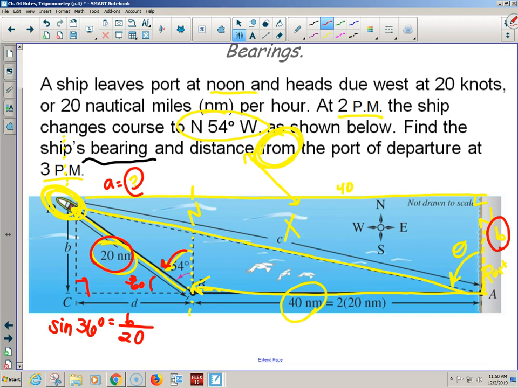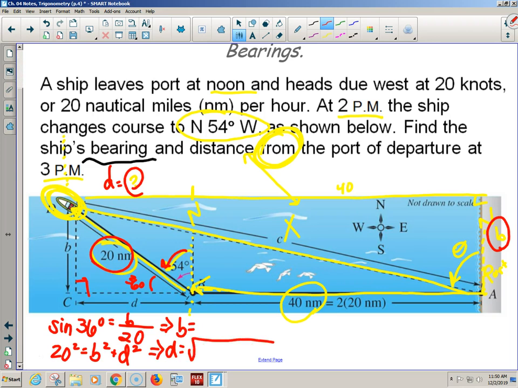So my B is the guy I need over there for that big old triangle. Let me call this guy D. I didn't realize he had a name down here. My D is that guy. Well, my D is going to be easy because once I figure out B, I can do 20 squared is equal to B squared plus D squared. So D is going to equal the square root of.